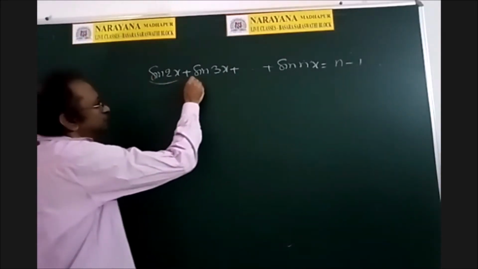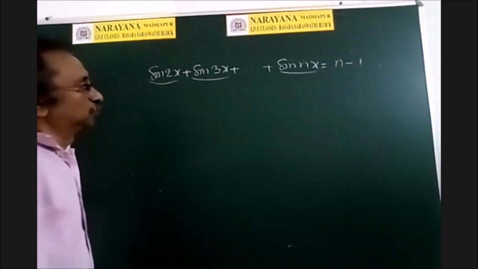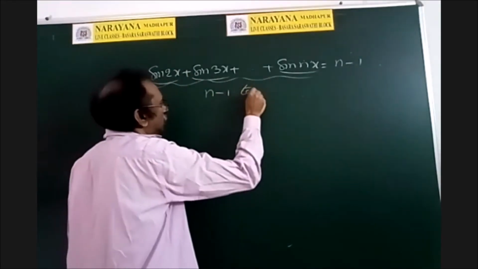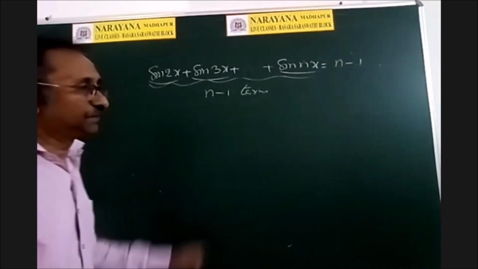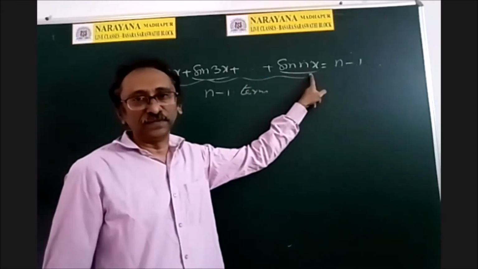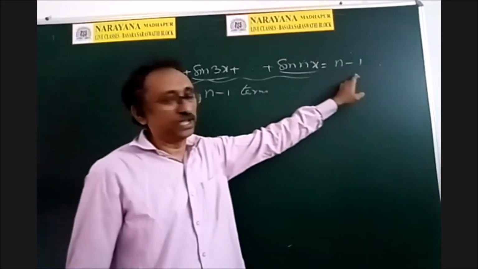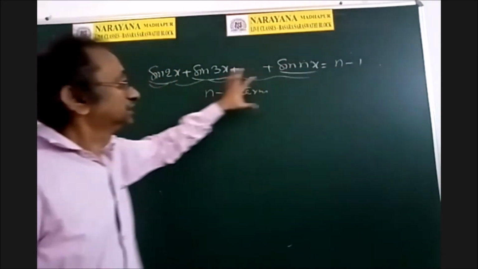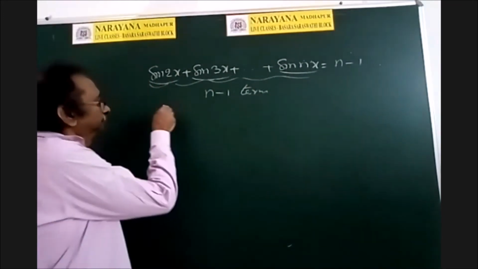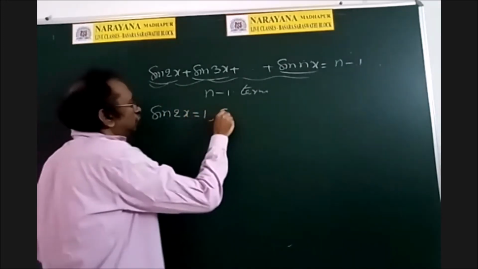So here how many terms are there? 2, 3, 4, 5, and so on up to n. So how many terms are there? Only n minus 1 terms. So these are n minus 1 terms, all are sine terms. What is the maximum value of sine? 1. So if at all it is 1, 1 plus 1 plus 1, n minus 1 times, we will get n minus 1. So right hand side also has n minus 1. Therefore, this equation will be valid only if all are equal to 1.